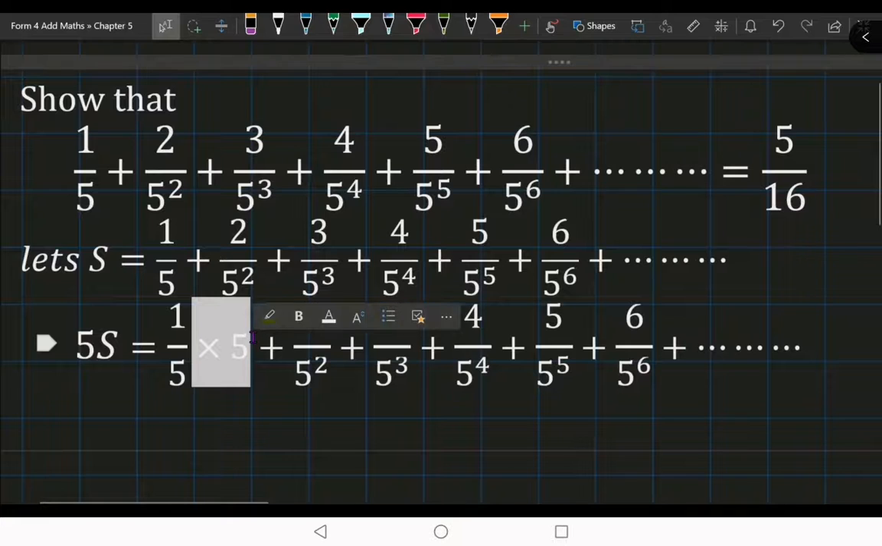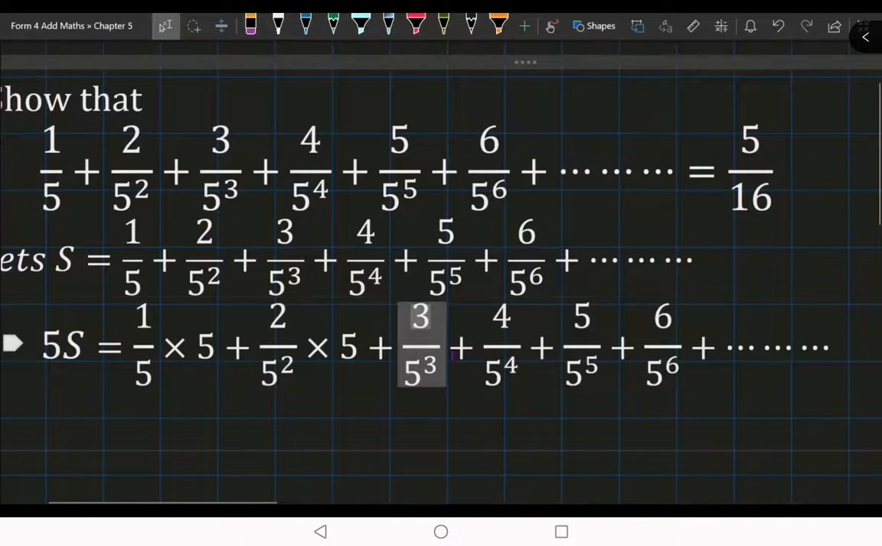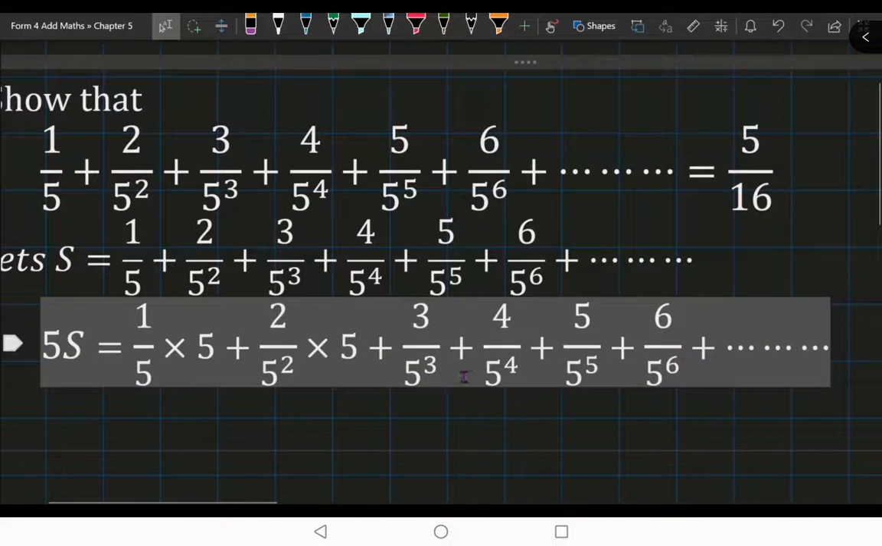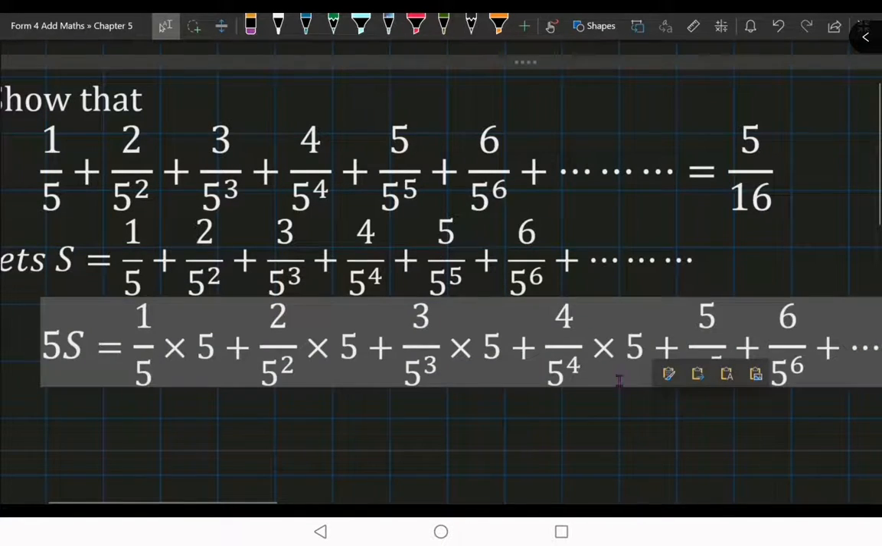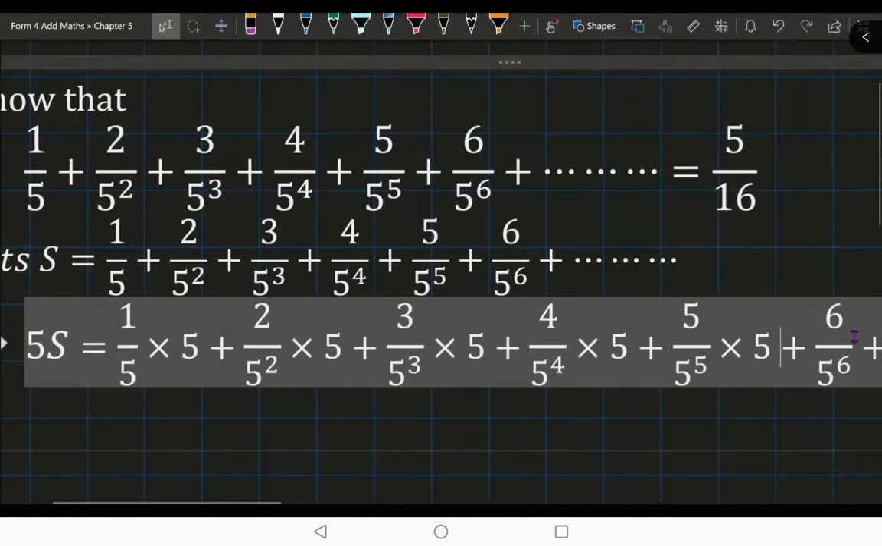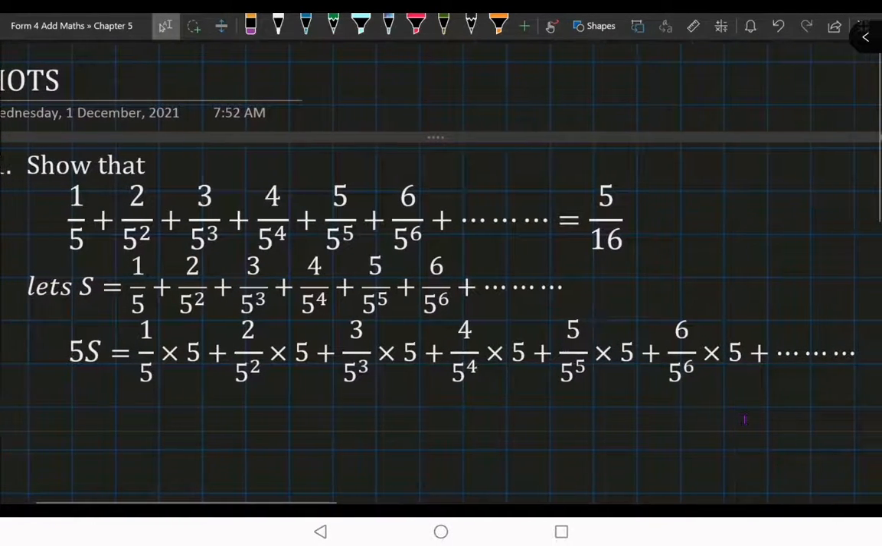So what happened? This one times 5, then we get the answer, this also times 5. Oh, sorry, also times 5. This also times 5. Okay, so we are going to solve the problems now.